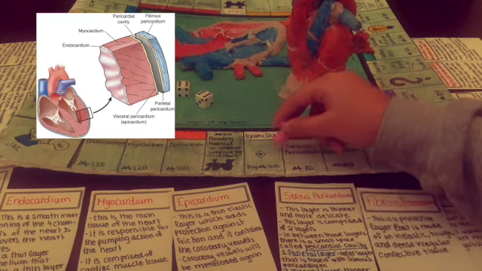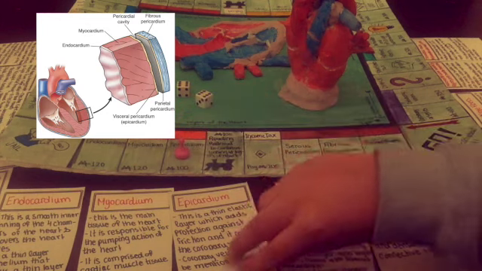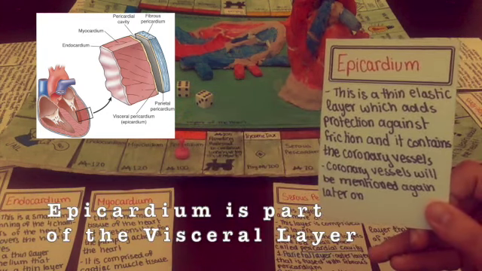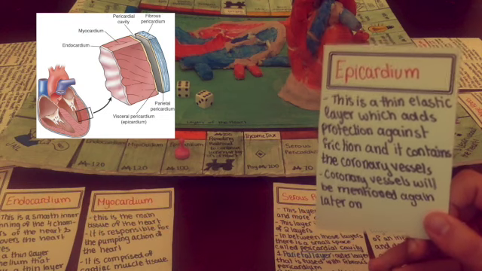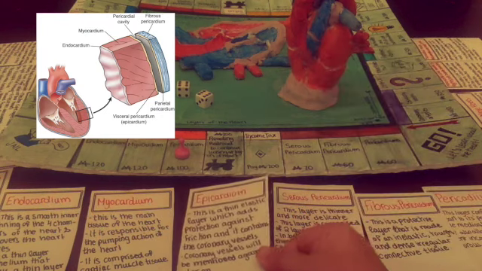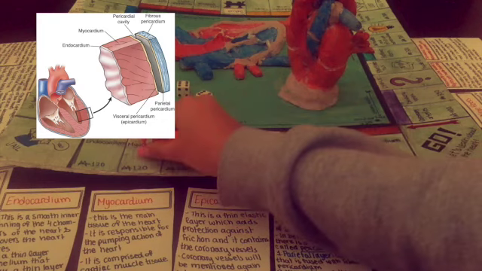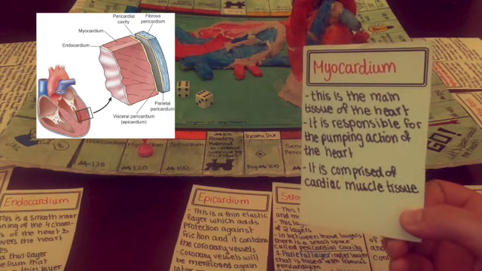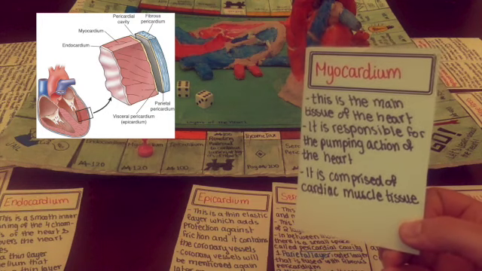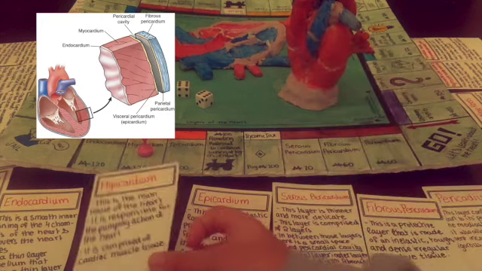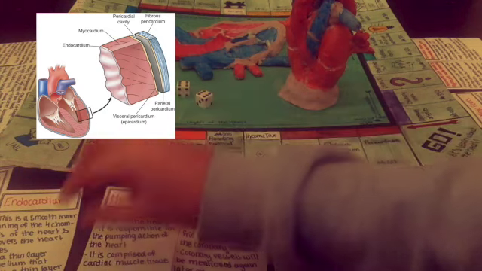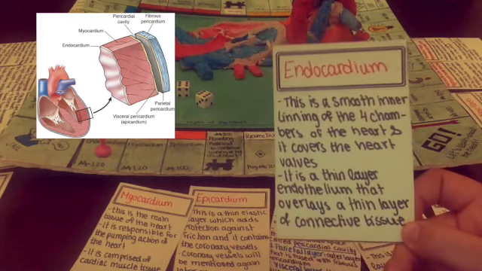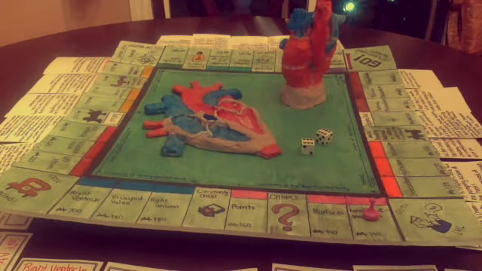Now onto the epicardium, which is a thin elastic layer that adds protection against friction, and that's why it has the coronary vessels inside of it. And now onto the myocardium. The myocardium is the main tissue of the heart, and it allows for contraction and the pumping action of the heart, so it is comprised of cardiac muscle tissue. Now lastly is the endocardium, which is a smooth inner lining of the four chambers of the heart, and it also covers the valves. Now moving on to the location of the heart.